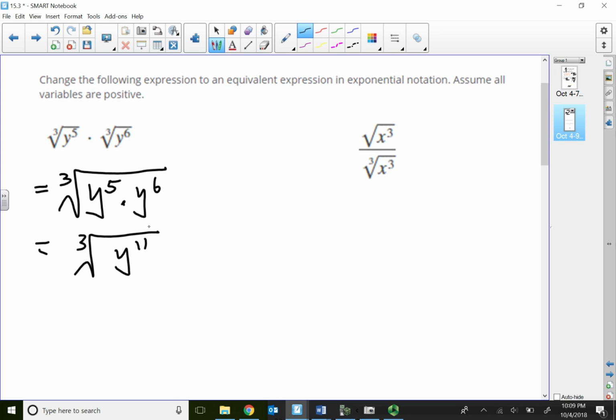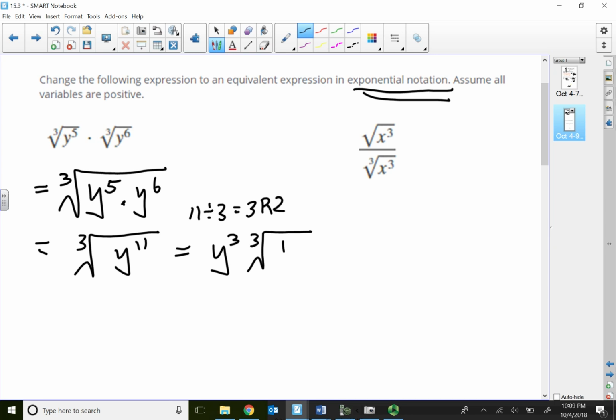I need to write my final answer in exponential notation. I know that if I take the exponent divided by the root, it will give me 3 remaining 2. That means 3 y's can go outside. y times y times y is y to the third, and 2 of them remain inside, which is y times y, which is y squared. I can write my answer this way, but this particular example wants me to write it in exponential notation.